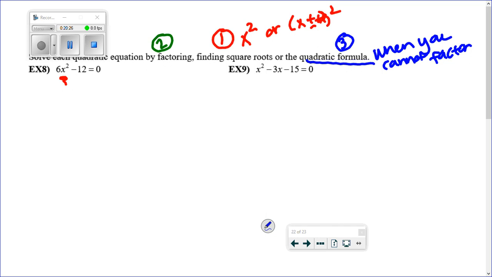So go through these last 4 problems. I'm going to pause the video. I'm going to just write out the work, and then you can unpause it when you're ready to check your work.